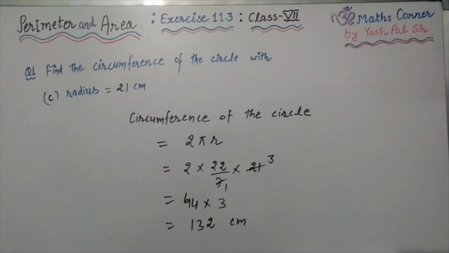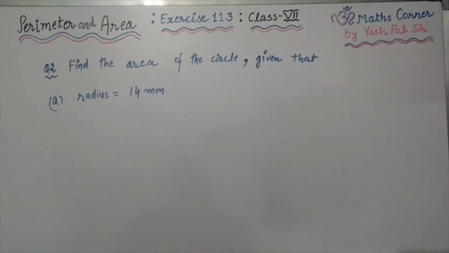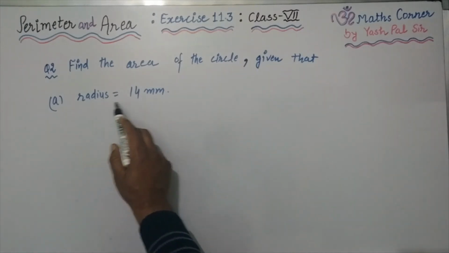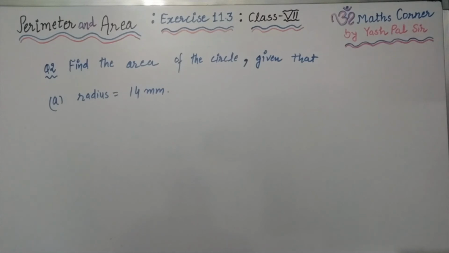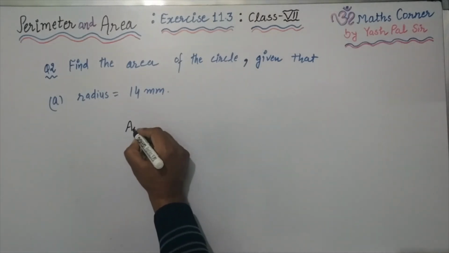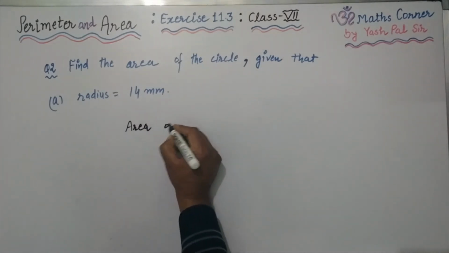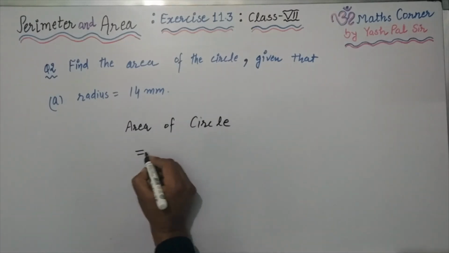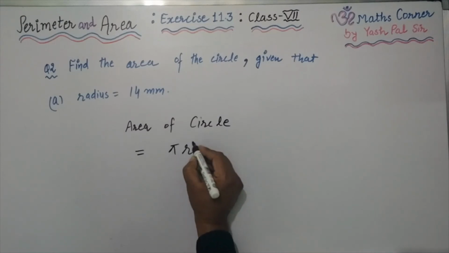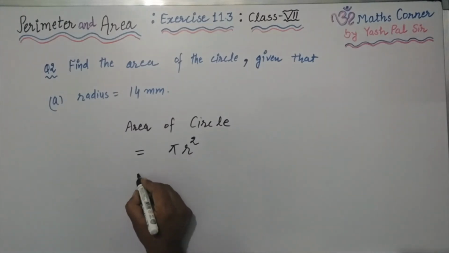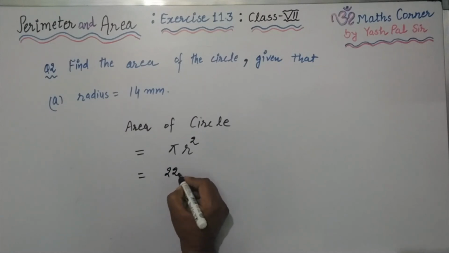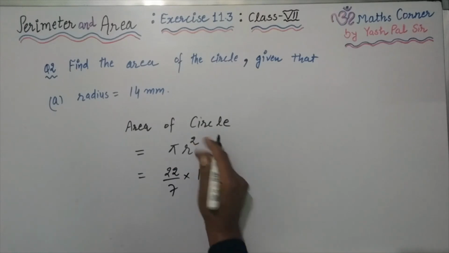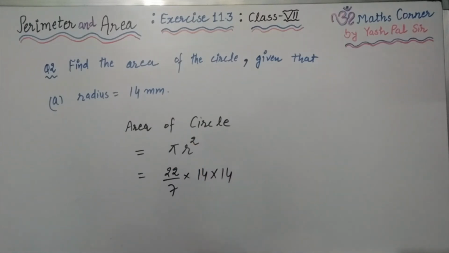Now question number 2. Find the area of the circle given that A part radius is 14 millimeter. Area of circle, we know the formula. This is pi r square. So what is the value of pi? This is 22 upon 7 into r, this is 14. 14 square means 14 into 14.